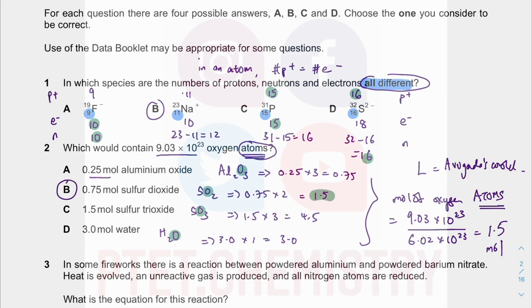Like I said, converting each of these by multiplying by L is going to give me a lot of numbers with 10 to the 23. I may as well convert this into moles by dividing by Avogadro's number. Then I can just compare the number of moles, right?